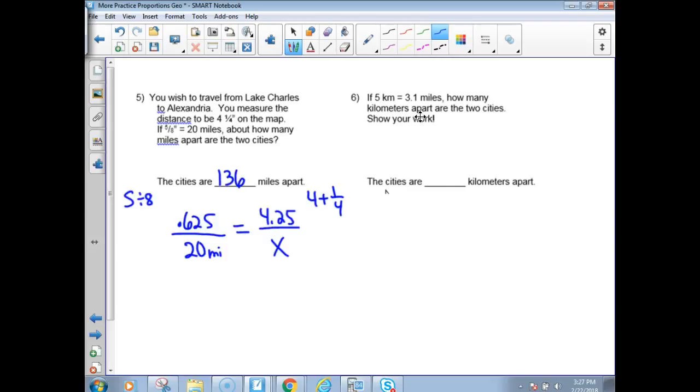All right, now, look over here. 5 kilometers is worth 3.1 miles. You got time, guys, still to put your stuff away. Hold on. We want to know how many kilometers apart this is, and we're going to use the 136 in my mile position. So we cross multiply and divide and find out how many kilometers they are apart.